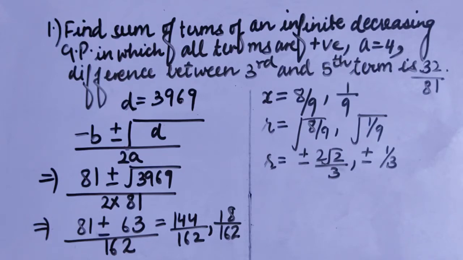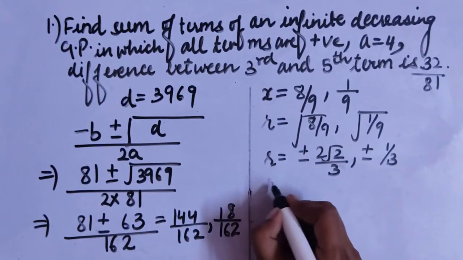Yes students, this is the important point to note down over here. We will not take minus 2 root 2 by 3 comma minus 1 by 3, because if we take r as negative, our terms will become negative. But the question was saying that all the terms should be positive. So it means we are going to consider the two values of r.